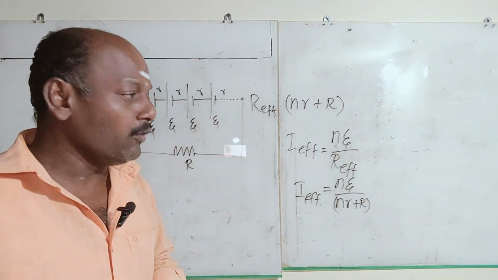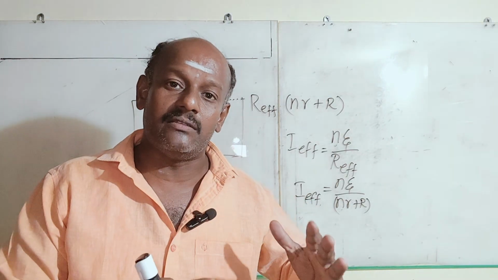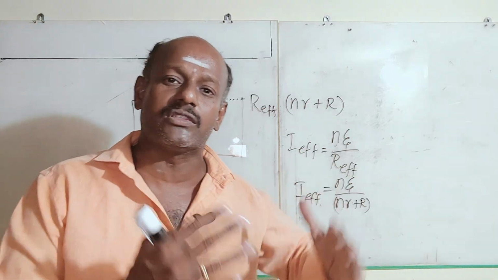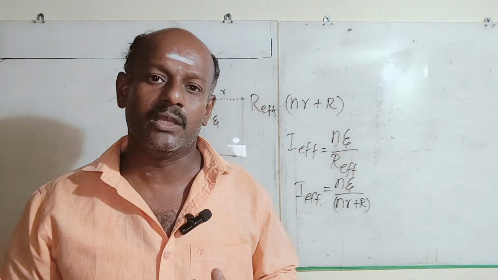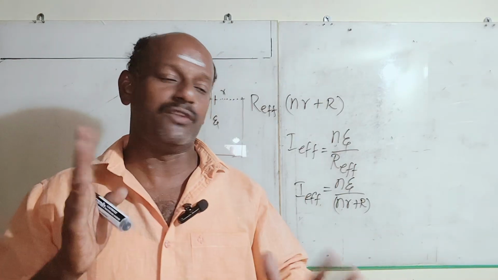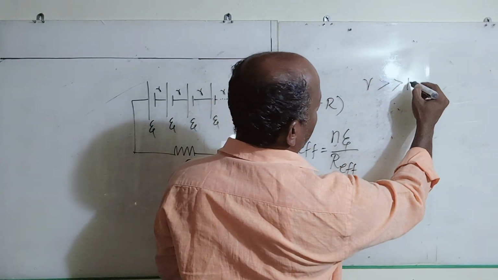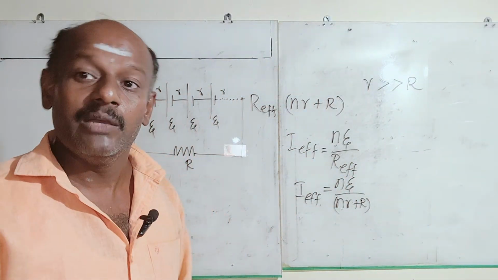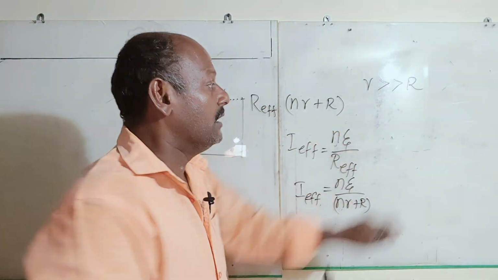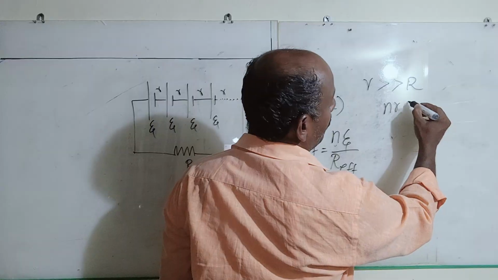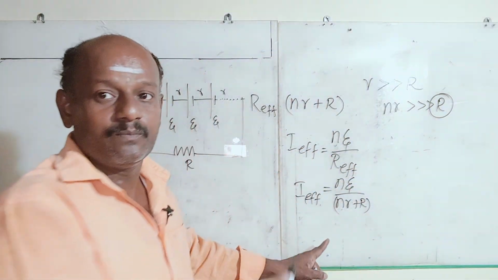Now there are two options. The combined internal resistance of the cells may be greater than the external resistance or smaller than the external resistance. So what is the benefit? First, let us discuss when small r is much greater than capital R. When small r is much greater than capital R, then nr will be much greater than capital R, so I can neglect capital R in this equation.